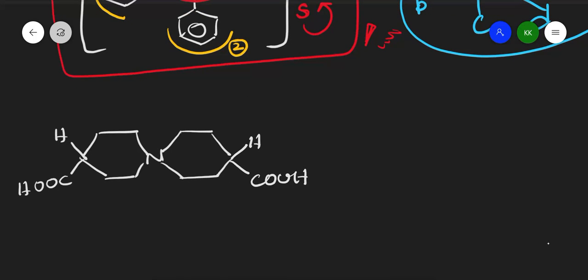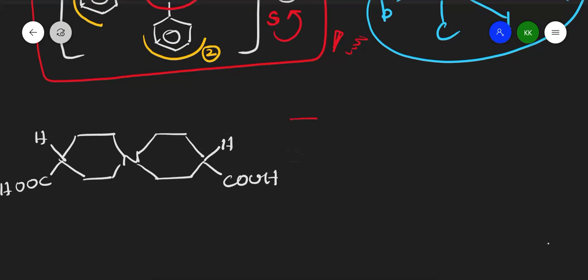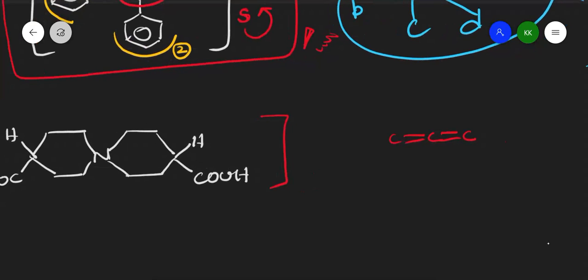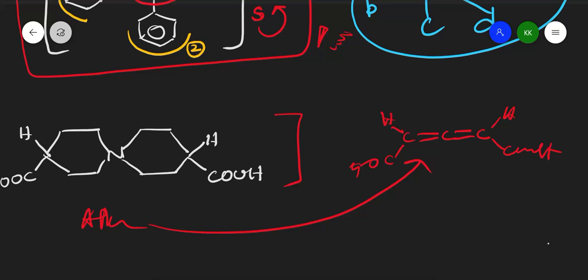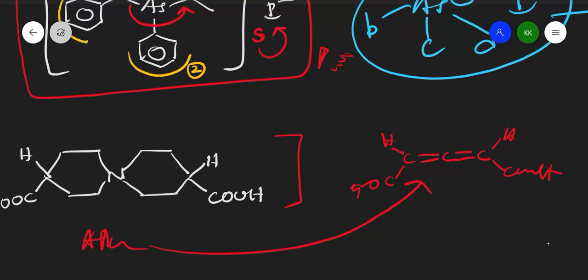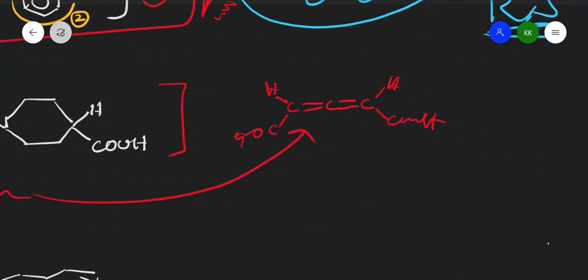Coming to the second compound, I have explained this also in nitrogen. Here it is C double bond C double bond C, with H and COOH on one end, and H and COOH on the other end. This is nothing but an allene kind of molecule. These are called allenes, because one double bond is equivalent to one ring, whether a 6-membered ring or a 5-membered ring.